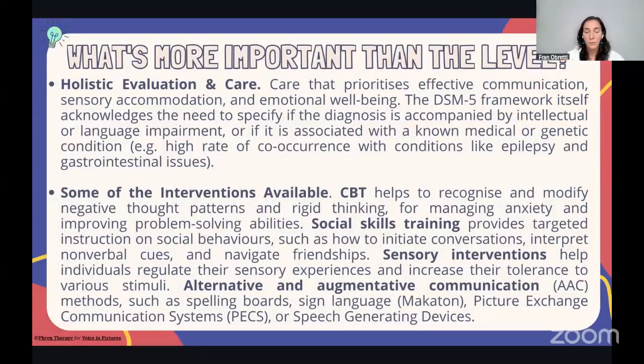Now, to be able to help a person with autism, the first thing should be a holistic evaluation and then a holistic care plan. So the caring should encompass areas such as communication, sensory accommodation, emotional and physical well-being.